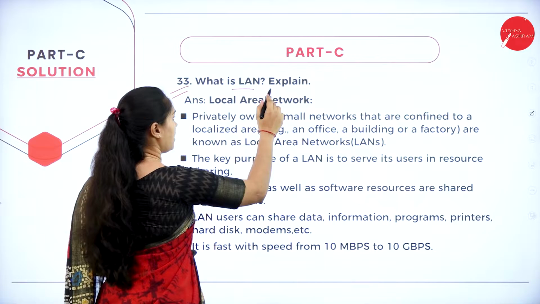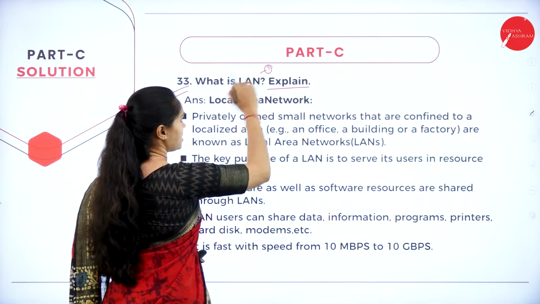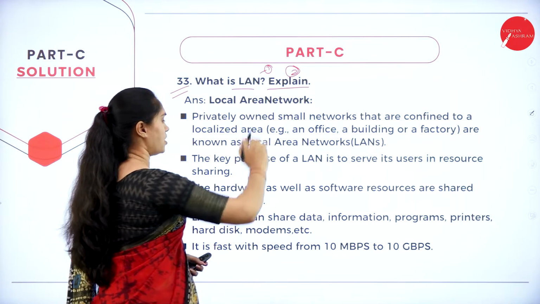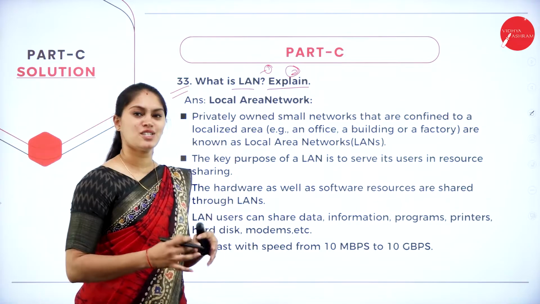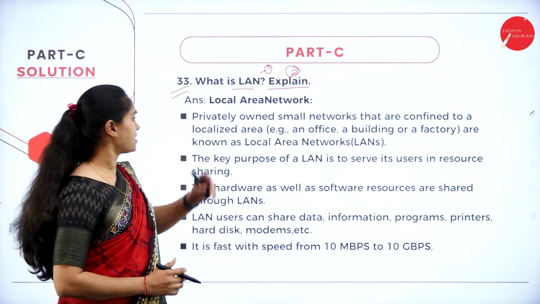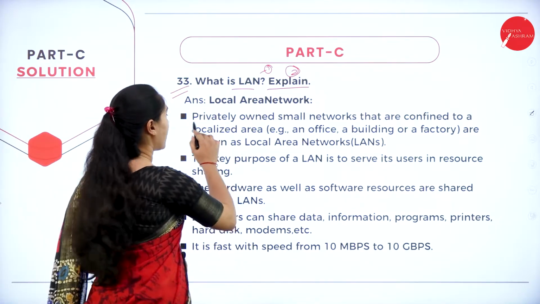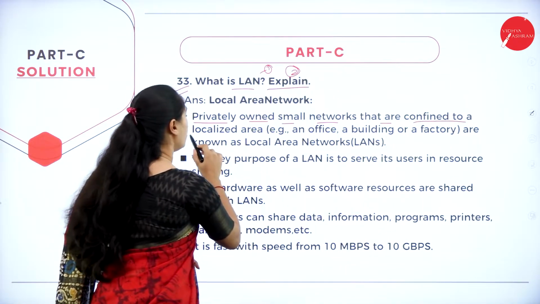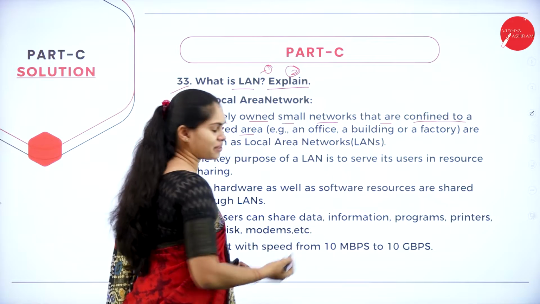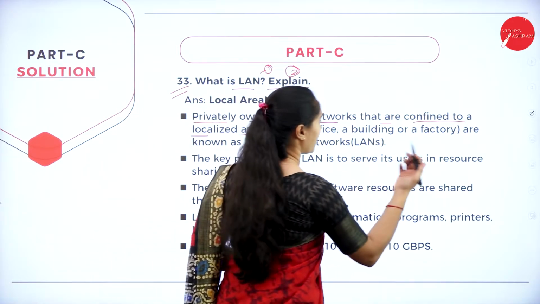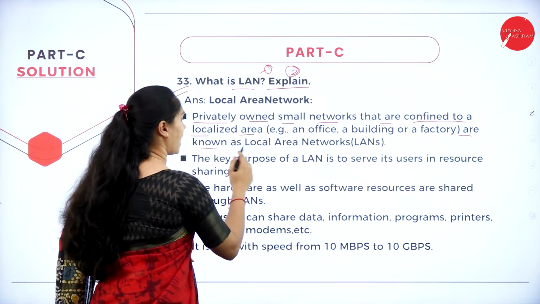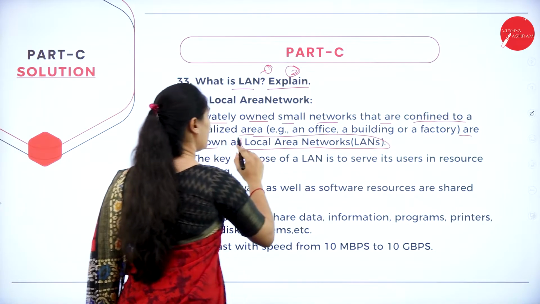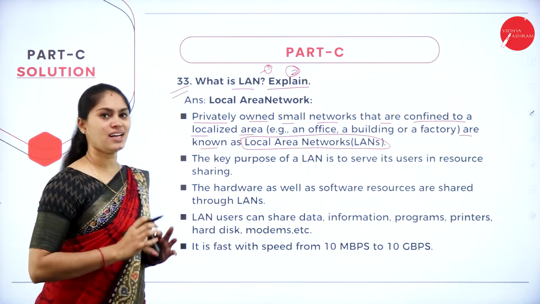We'll see the next question, that is question number 33. What is LAN? Explain. What is LAN carries 1 mark. For explanation, it will be 2 marks. So now we'll see the definition of LAN. Privately owned small networks that are confined to a localized area, which can be an office, building or a factory, are called a local area network. In short, we will call this a LAN.